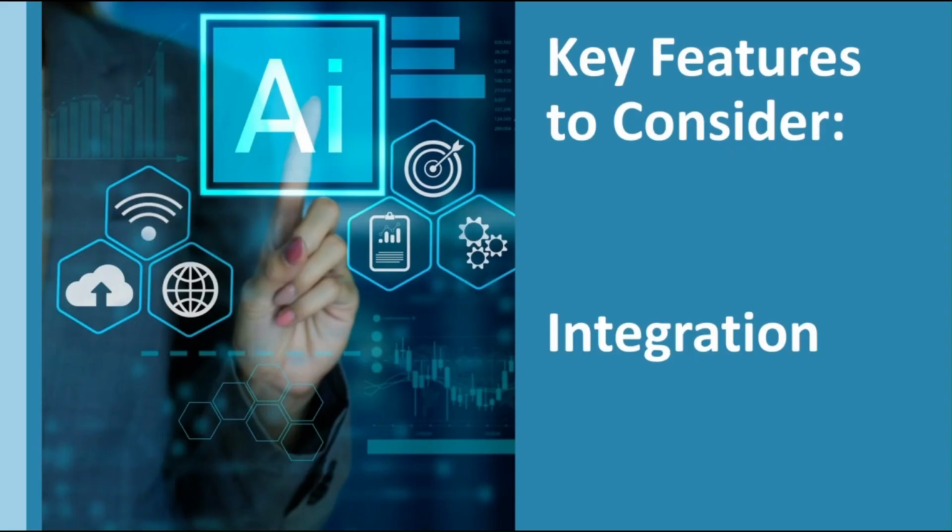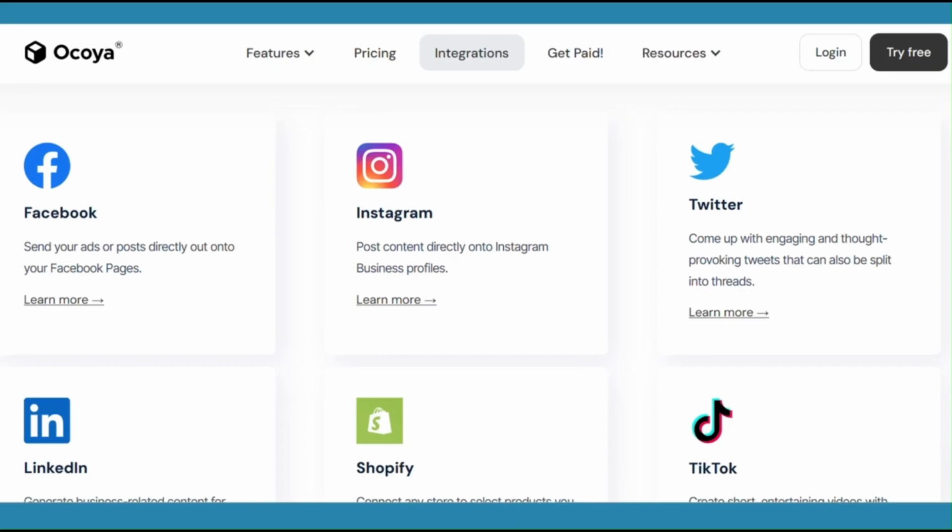Next up, integrations. Can the tool integrate with your existing platforms or other marketing tools? Most AI tools will provide a section on their website about integrations. This is another AI-powered social media tool, and it has an impressive list of integrations. This page actually scrolls down to show close to 30 different platforms that it integrates with.